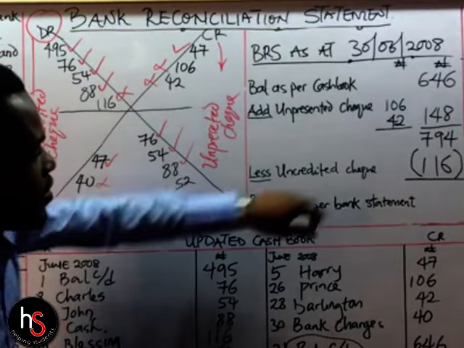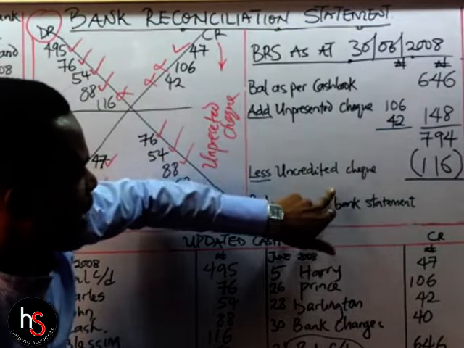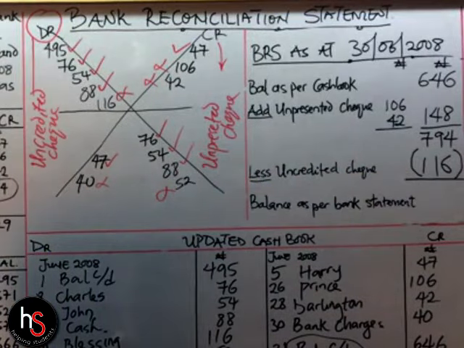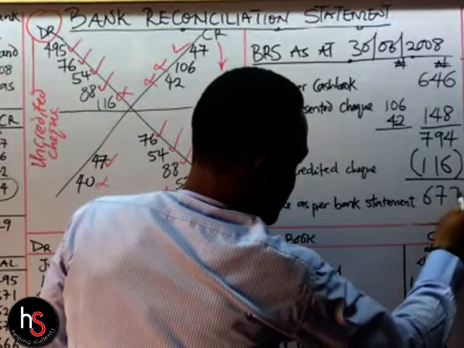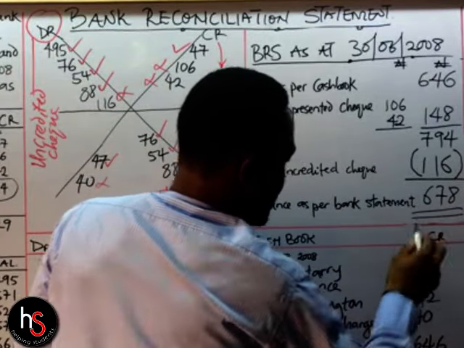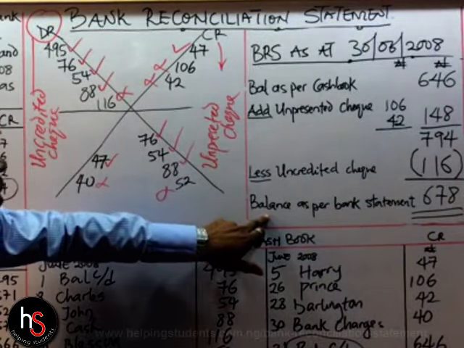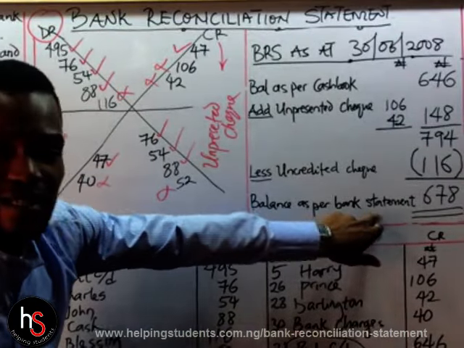So 794 minus 116 gives us what? 678. So this 678 we have here now becomes the balance as per bank statement.